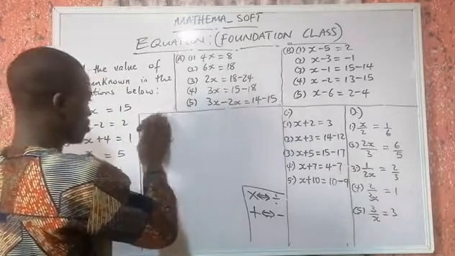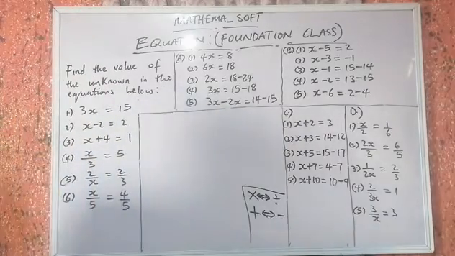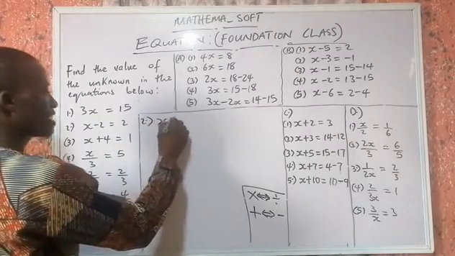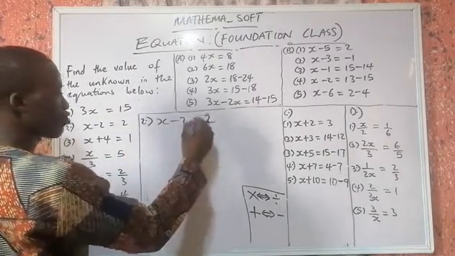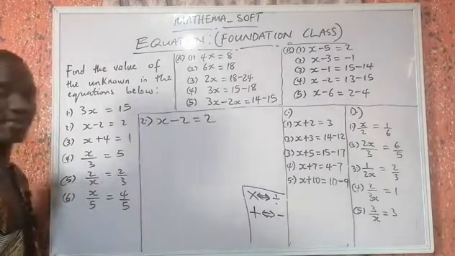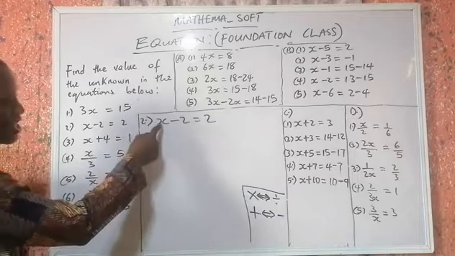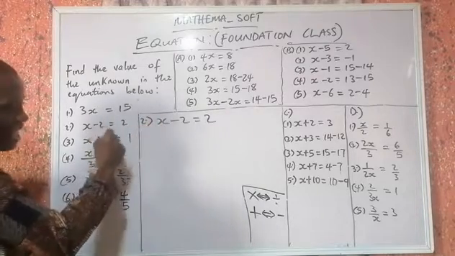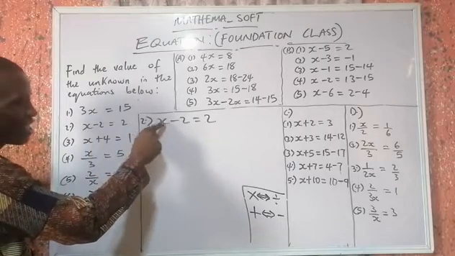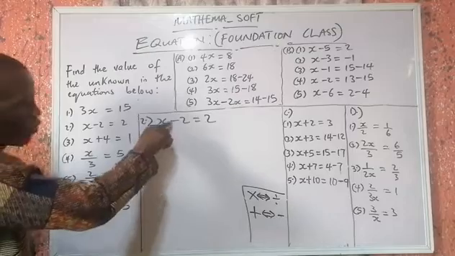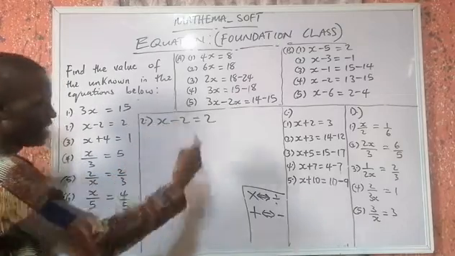So let's look at question number 2. In question number 2, we have x minus 2 equals 2. We want to find the value of x. So let's look at x. What is disturbing us from separating or removing this x on its own is because it is attached to what? Minus 2. Okay? So we want to remove this minus 2.